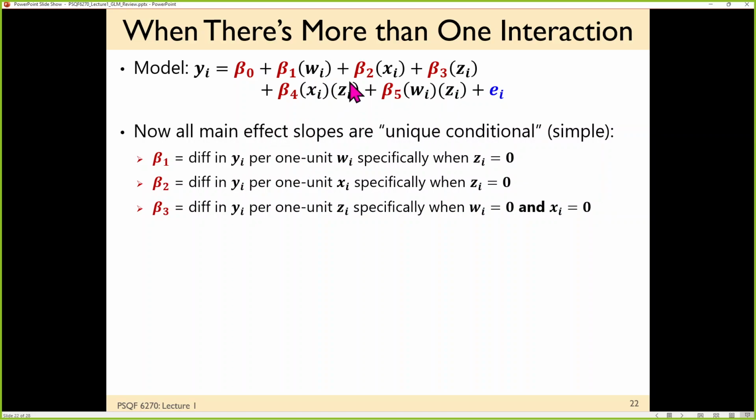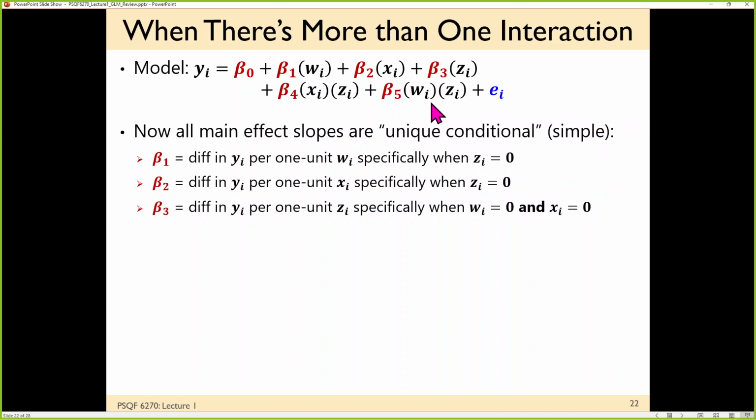So beta 2 is the slope of x. It's only conditional on z of 0 because it's only part of this interaction. But beta 3 is doubly conditional. Z is here and here. So now beta 3 is specifically for 0x and 0w.